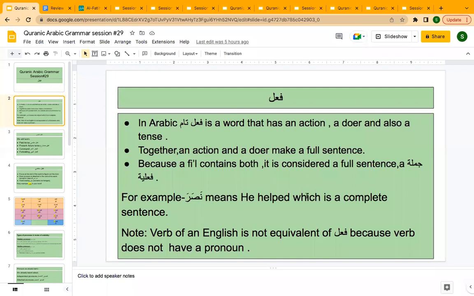But in English, when I say she helped, or she said, I have to have two things brought together. It's not just one verb that is doing all. But nasara by itself has a pronoun, which was he, and there was an action word, which is helped, that has a tense.